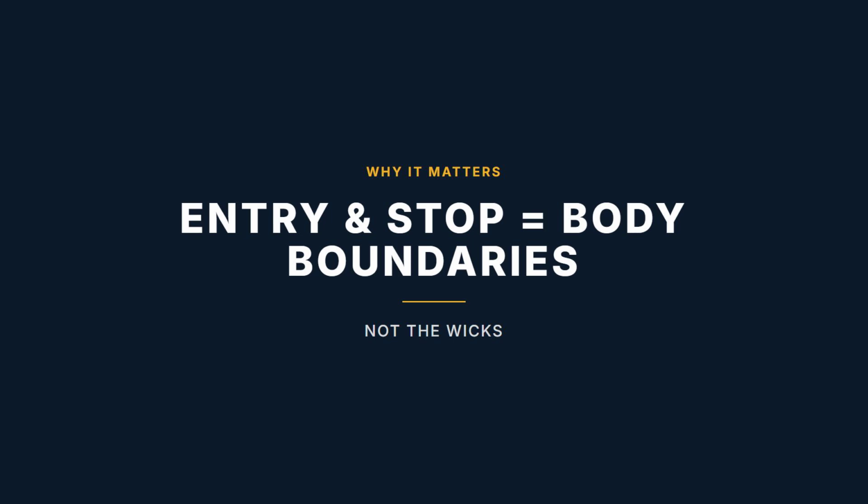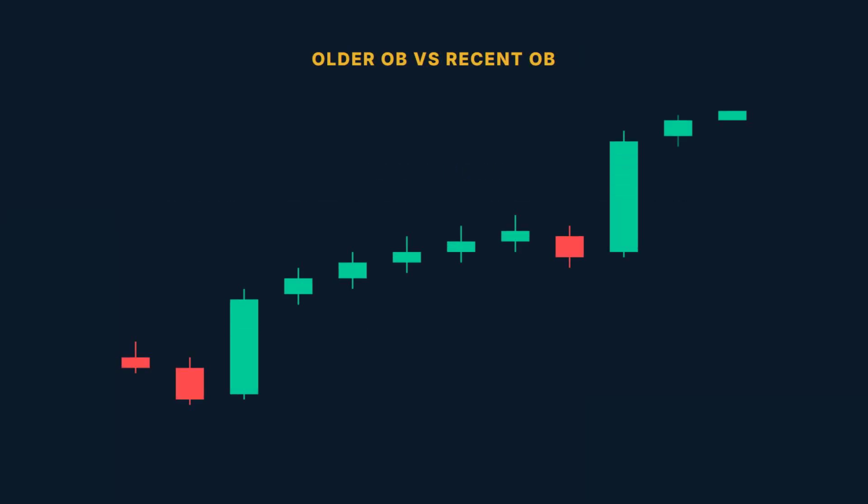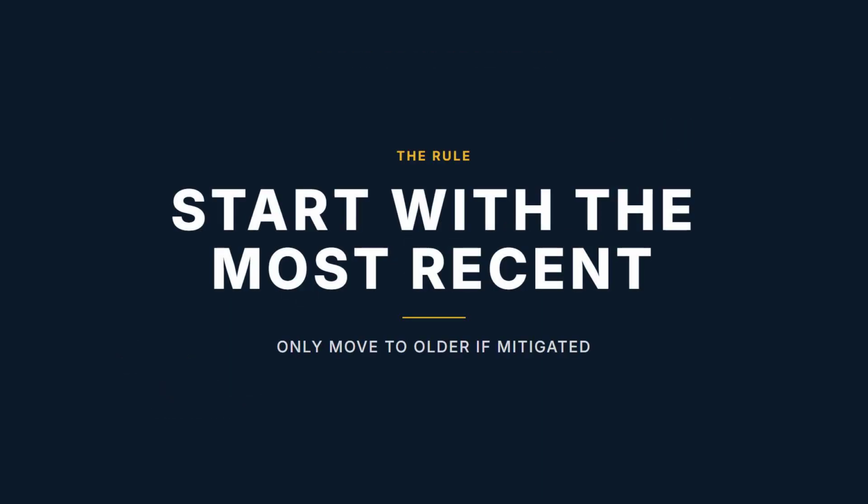Something a lot of traders confuse is the difference between the body and the wicks of the order block. The relevant zone is the body, from the open to the close of the candle. The wicks are not part of the zone definition. When price returns to the order block, you want to see it entering the candle body, not just touching the lower wick. If price touches only the lower wick of a bearish candle and reverses, that can be a valid rejection, but it is not technically the order block zone.